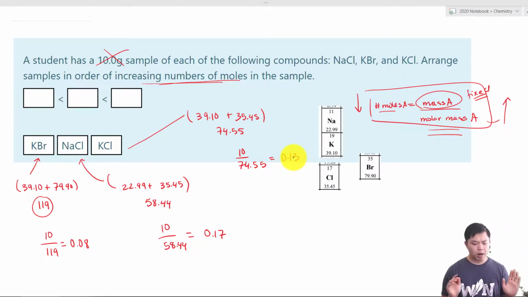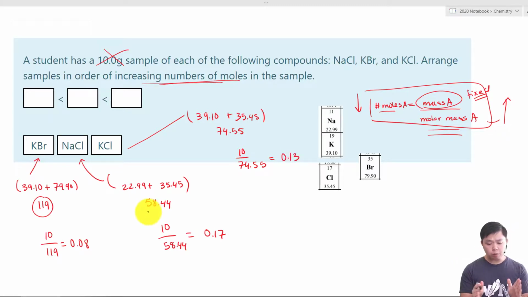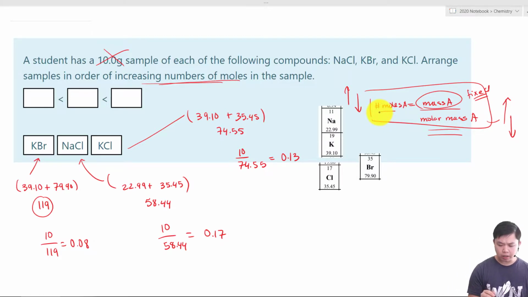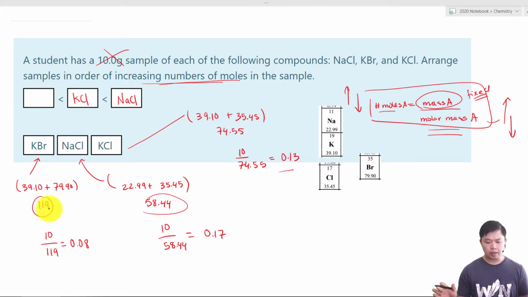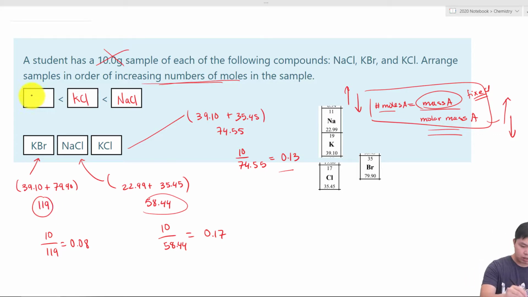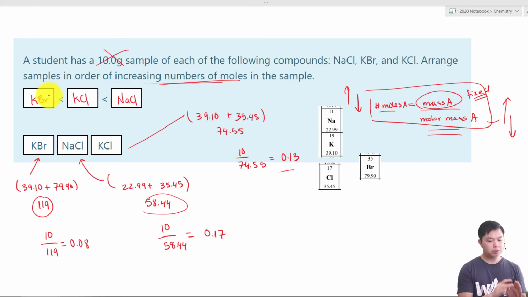So in this case, what is the highest one? Well, as you can see right there, if this one goes down, this one goes up, right? So the smaller the molar mass, the greater the number of moles that we are going to have. So now which one is the smallest one? Which is right here. So we have NaCl. NaCl will give you the greatest amount of mole, followed in the middle by this one right here, KCl. Then lastly, the one with the largest molar mass, KBr, is producing the smallest number of moles.